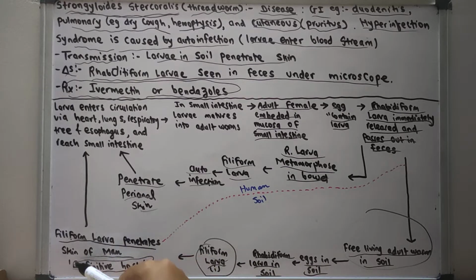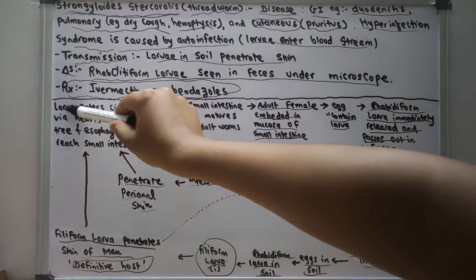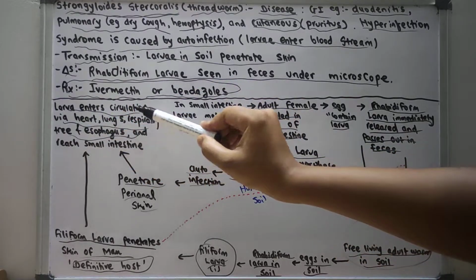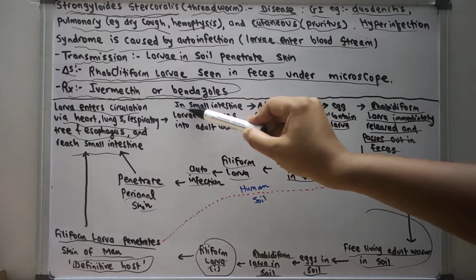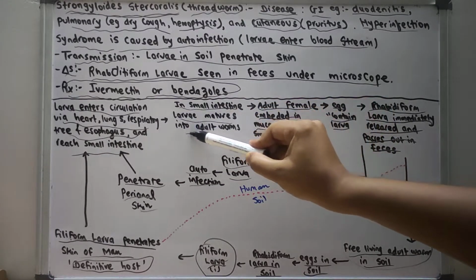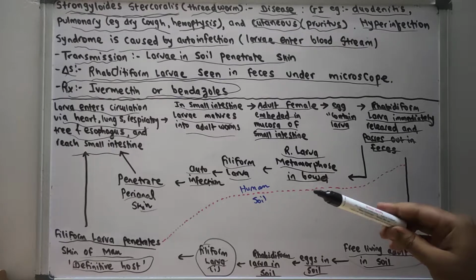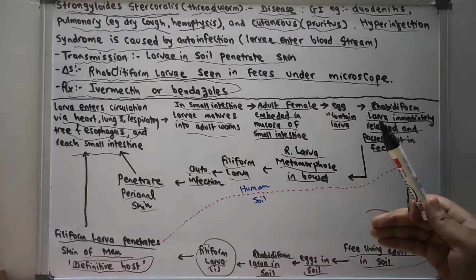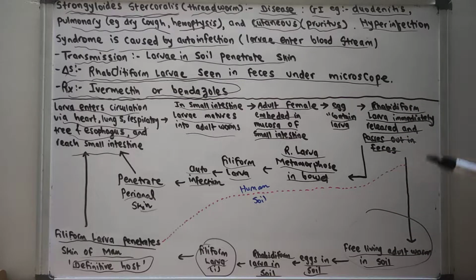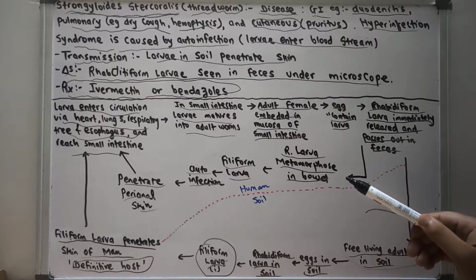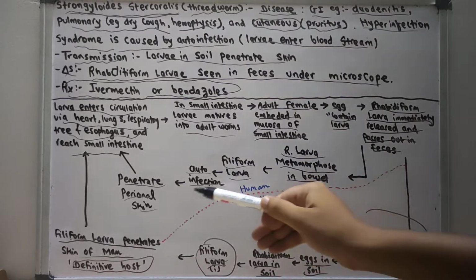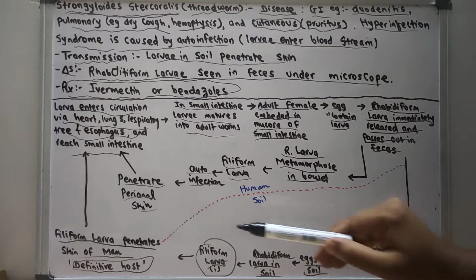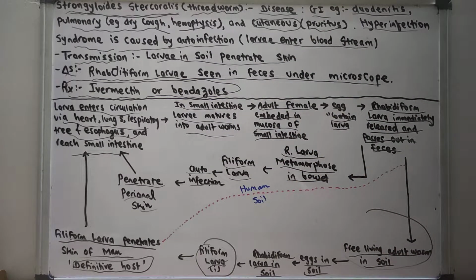So we human beings are the definitive host, and the larva enters the circulation via the heart, lungs, and respiratory tract and esophagus, and it reaches the small intestine, and in the small intestine the larva matures into the adult worm. Again the adult worm lays eggs, and again inside the eggs the rhabditiform larva is formed. Either it is passed in stool, or the rhabditiform larva metamorphoses in the bowel into the filiform larva and there is autoinfection, and the life cycle in human and soil continues again and again.